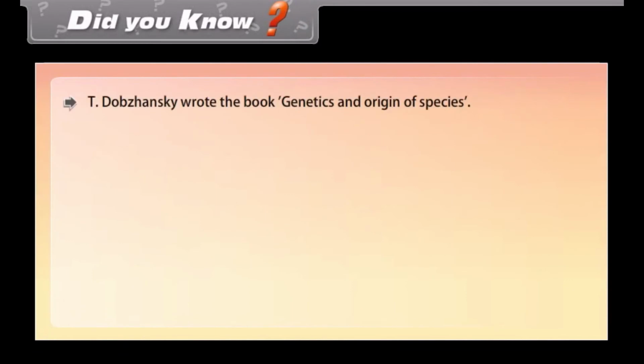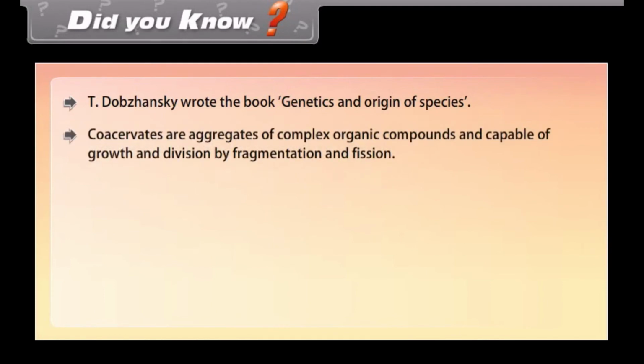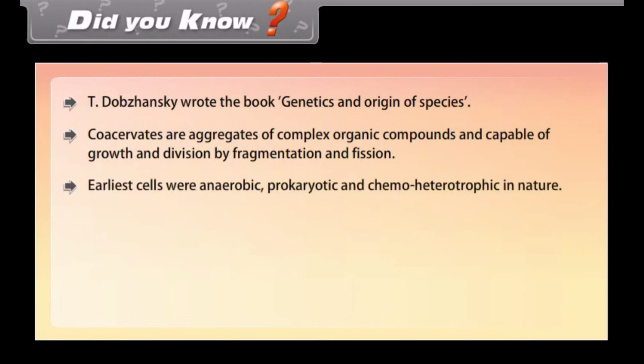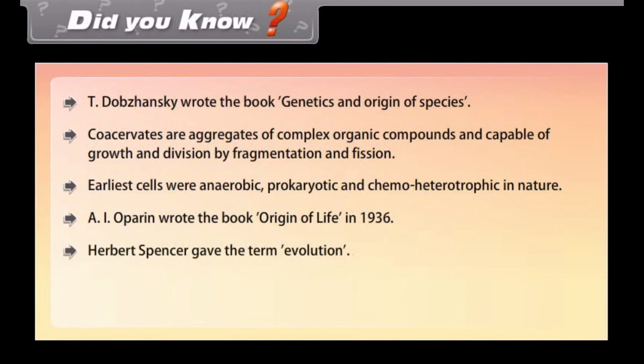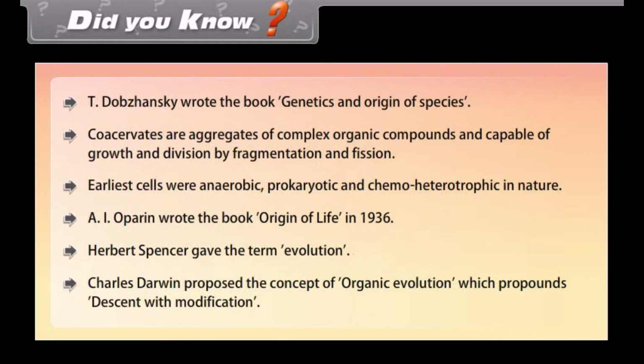Did you know T. Dobzhansky wrote the book Genetics and Origin of Species? Coacervates are aggregates of complex organic compounds and capable of growth and division by fragmentation and fission. Earliest cells were anaerobic, prokaryotic, and chemoheterotrophic in nature. A.I. Oparin wrote the book Origin of Life in 1936. Herbert Spencer gave the term evolution. Charles Darwin proposed the concept of organic evolution, which propounds descent with modification.